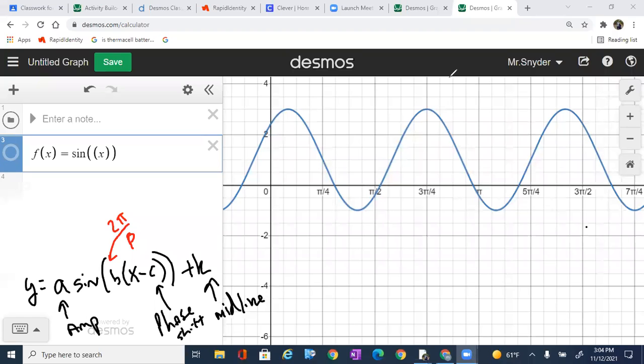All right, guys, we're going to go ahead and find the equation of this blue graph using a sine equation that you see there. We're going to use all of our transformations: amplitude, the b value, which is based off of the period, phase shift, and the midline.